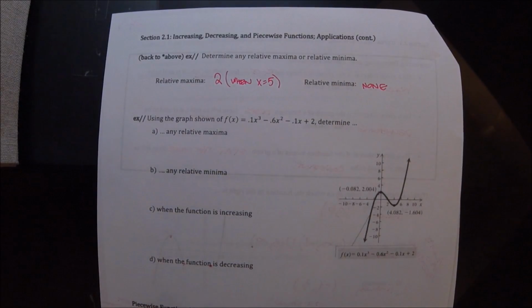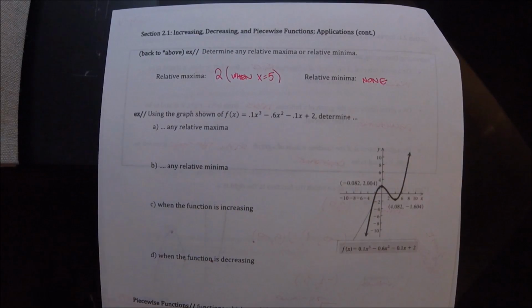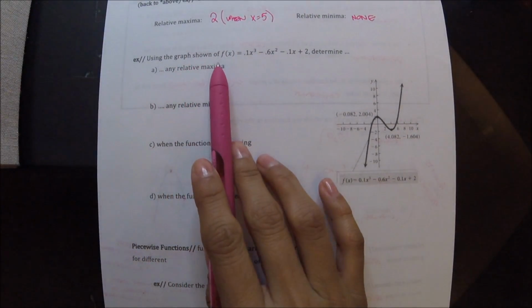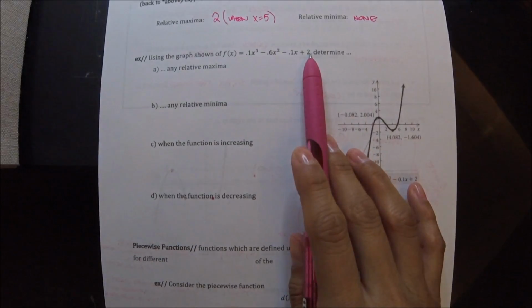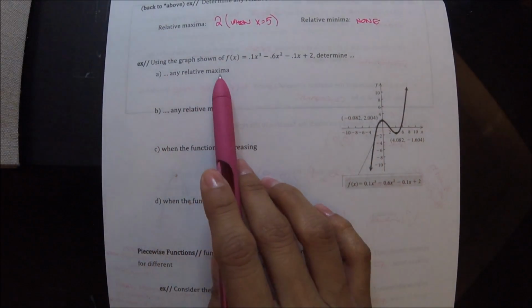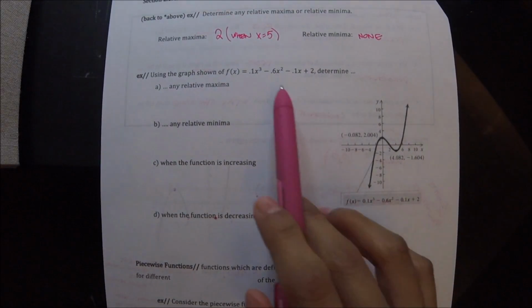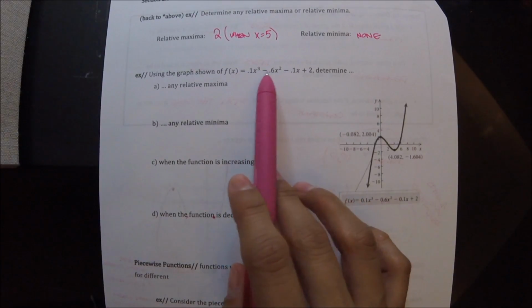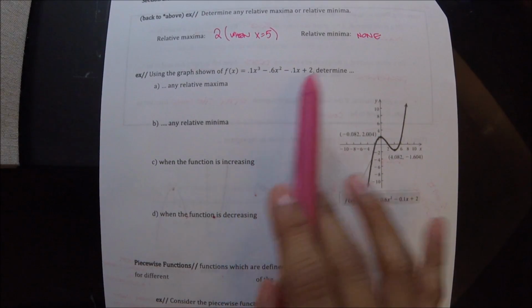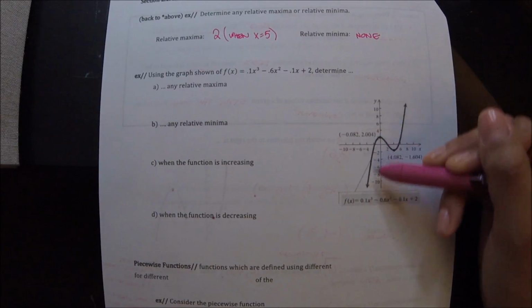Okay, so let's do another example for relative min and relative max, and then also increasing and decreasing. Using the graph shown of f of x equals this function, determine any relative maxima, any relative minima, when it's increasing and when it's decreasing. If you plugged in a bunch of x values into this function and saw what y value each x value spits out, and you plotted them, you would end up with this graph.